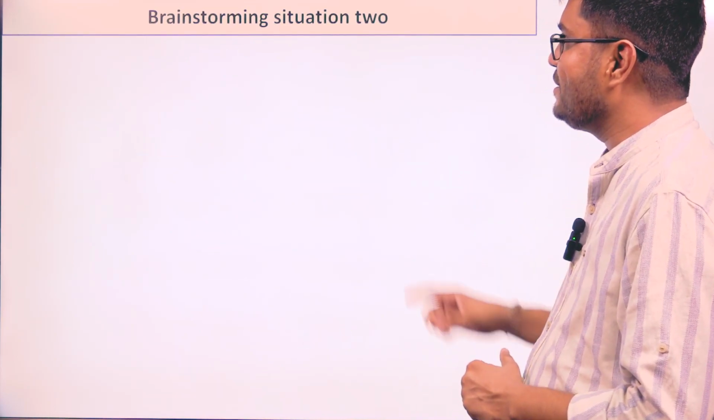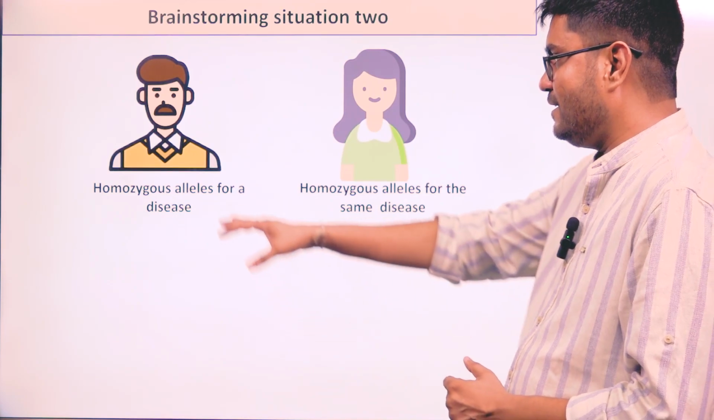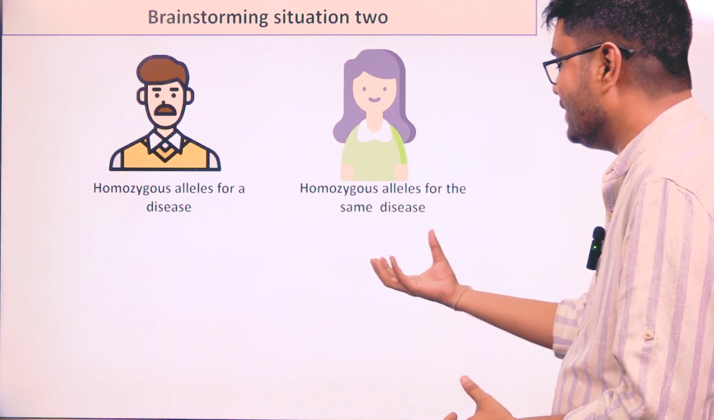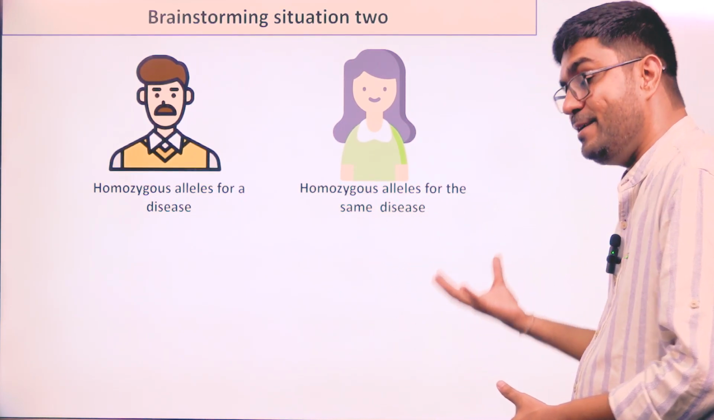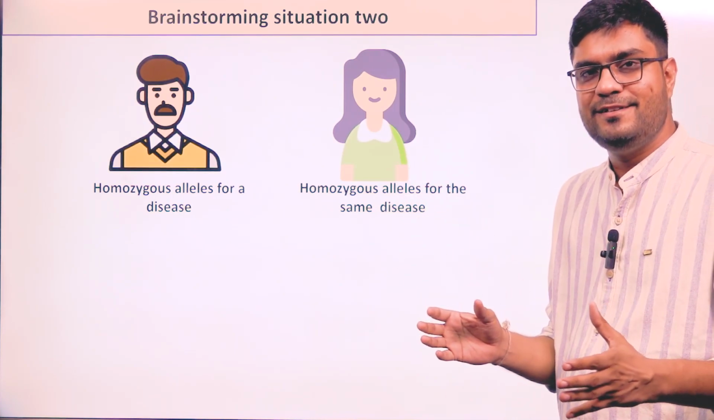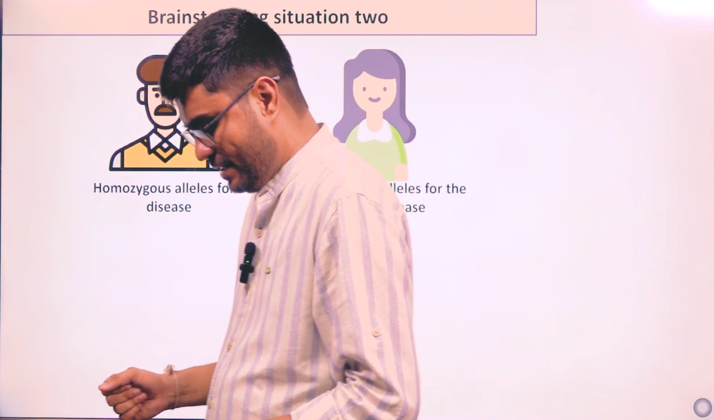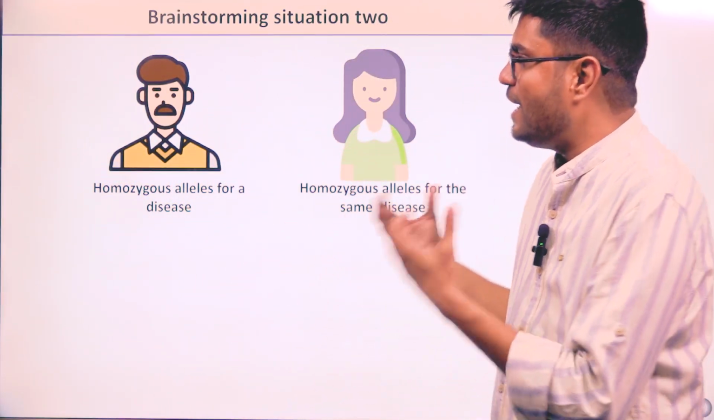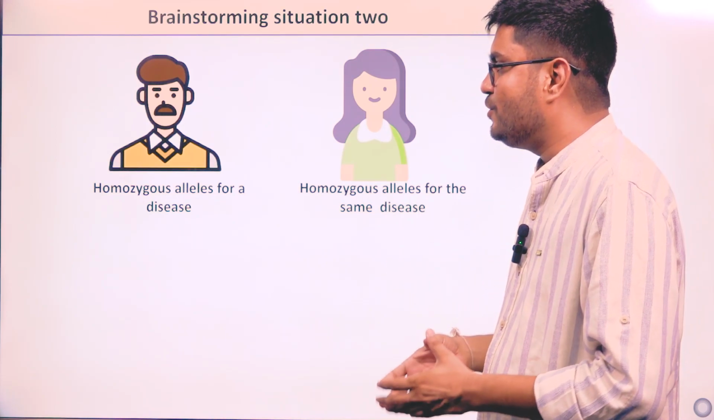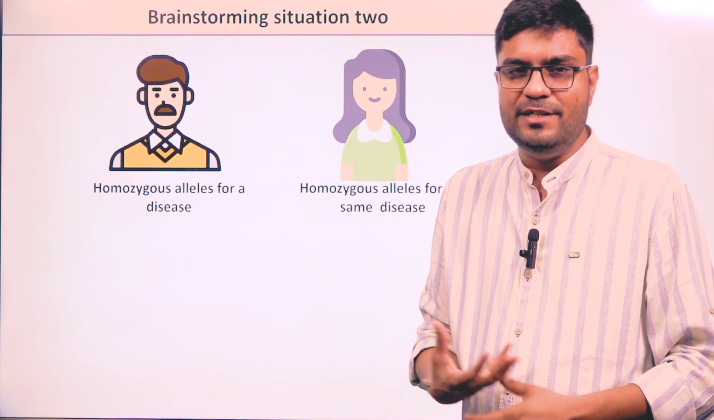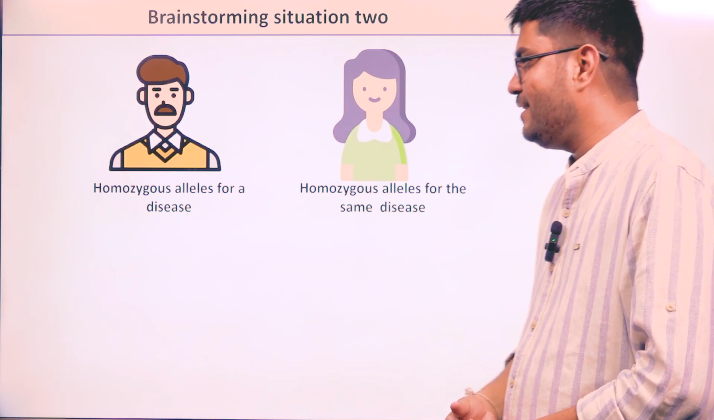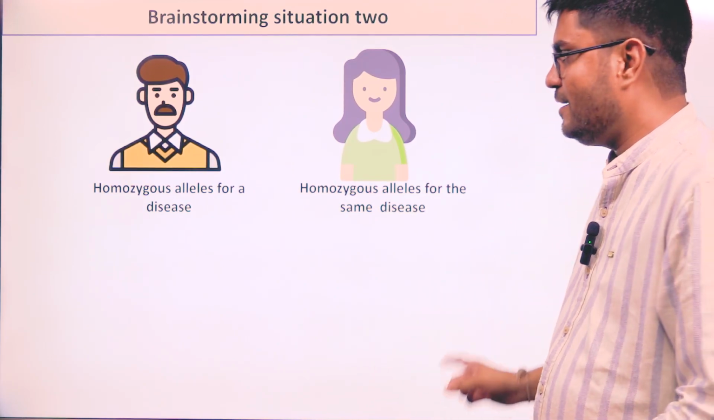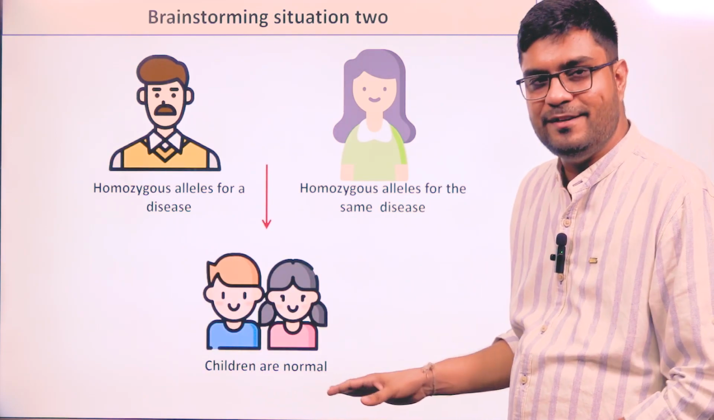The second brainstorming situation is: a father has homozygous alleles for a disease, and the mother also has homozygous alleles for the same disease, and the disease is not sex-linked. It means it is not present on the X or Y chromosome. It is present on a normal chromosome. So what kind of result should we expect? We should expect that all children should have the disease, because the father is capital A, capital A, and the mother is also capital A, capital A. The children should be capital A, capital A. But surprisingly, all the children are normal.